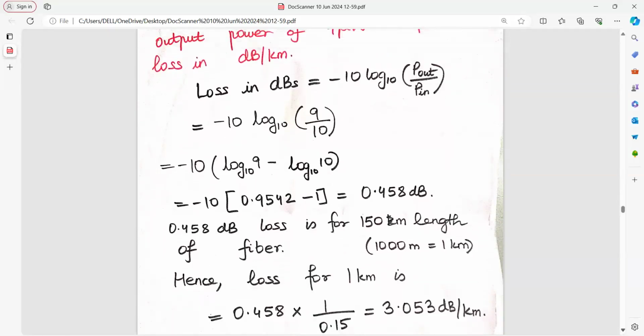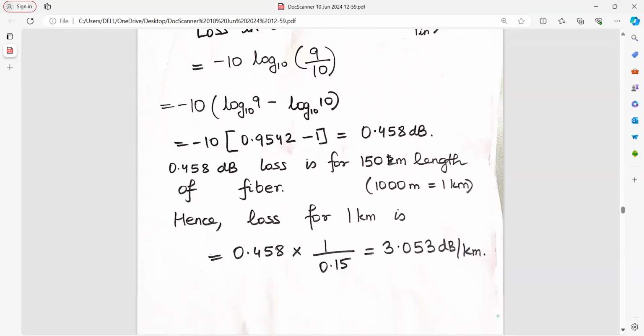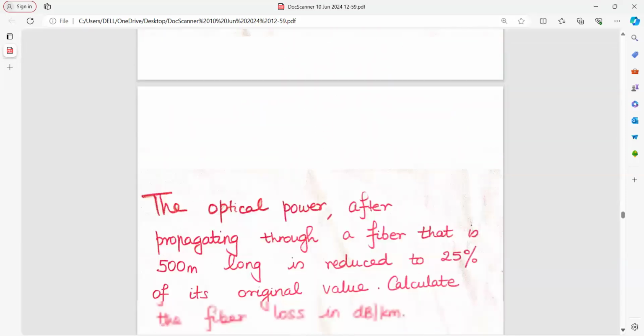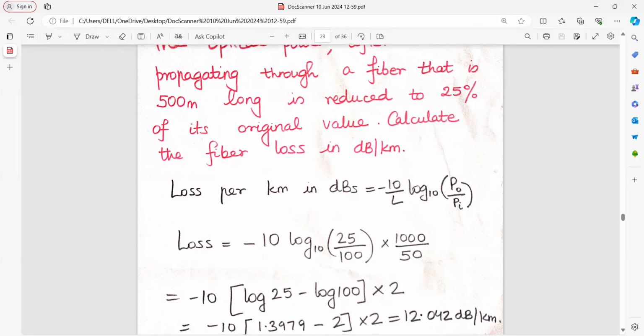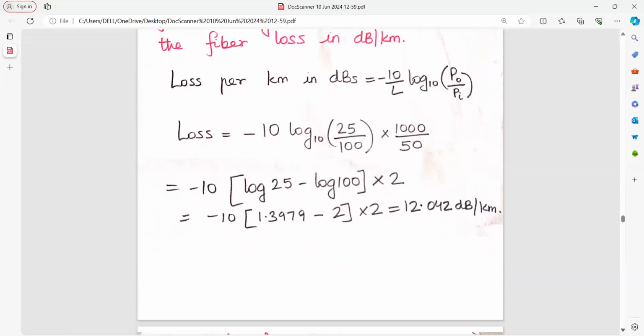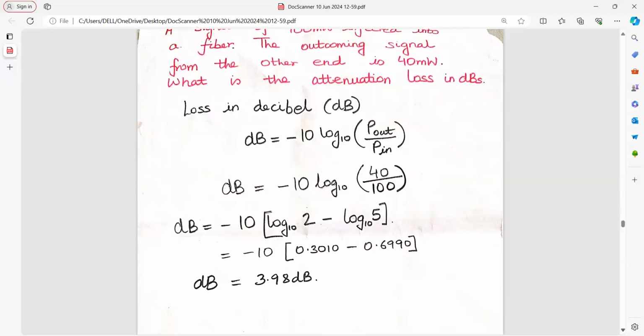1000 meter is 1 kilometer, change it into kilometer, loss for 1 kilometer. These questions are very common. They are asked: optical power after propagating through a fiber 500 meter long is reduced to 25%. Calculate the fiber loss. Loss is minus 10 upon L log base 10 P naught upon Pi. You have been given the values of P naught and Pi. Put them, take log and get the answer.